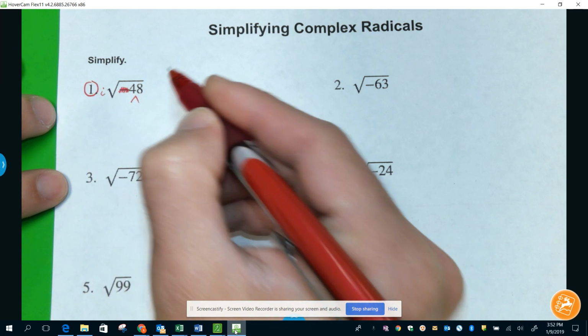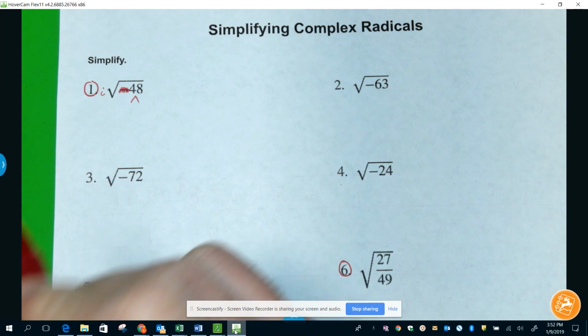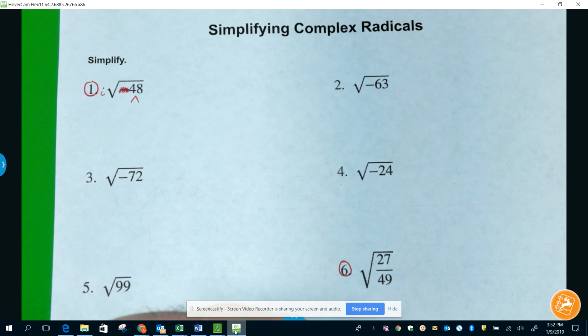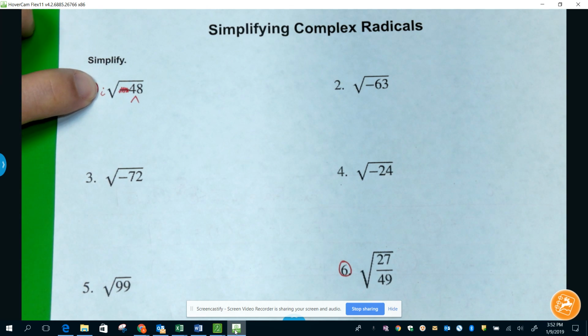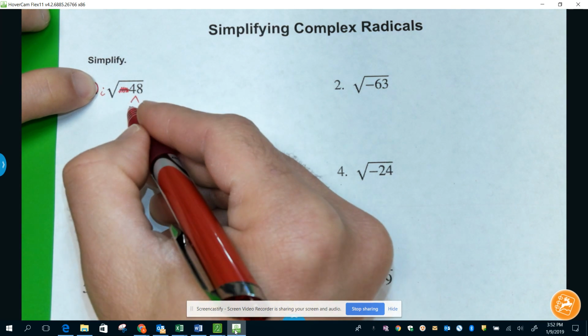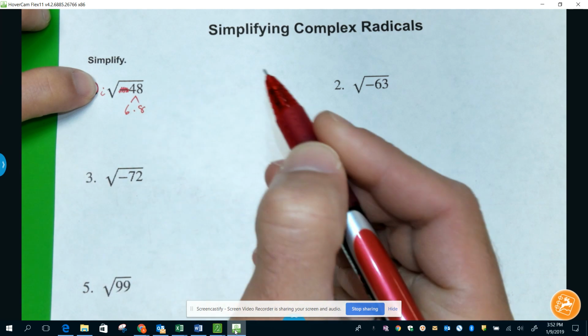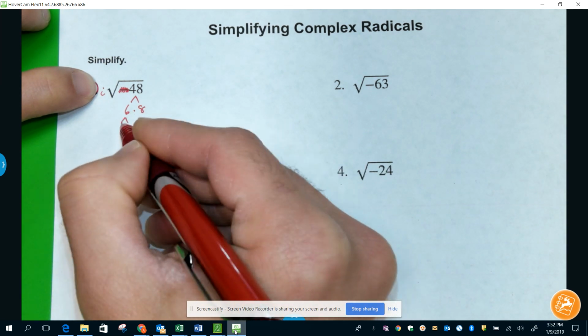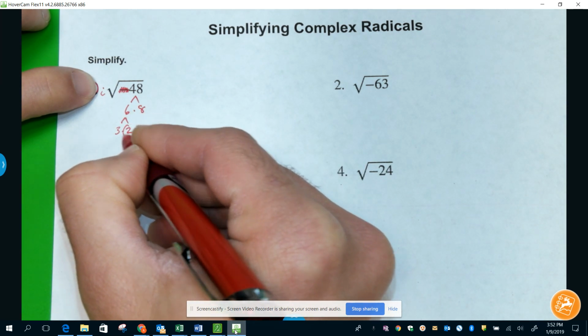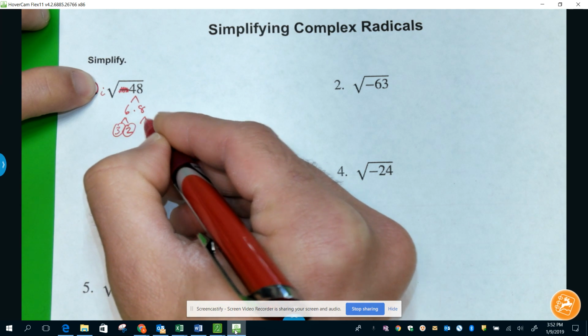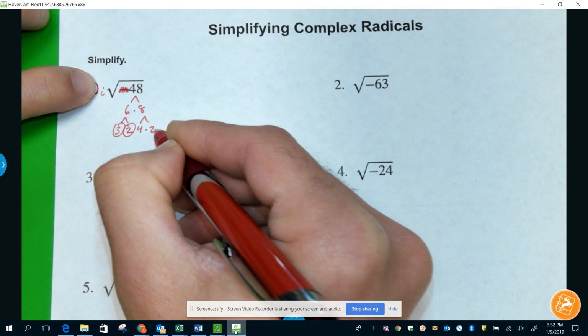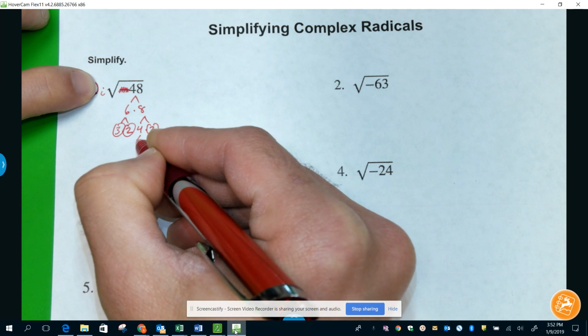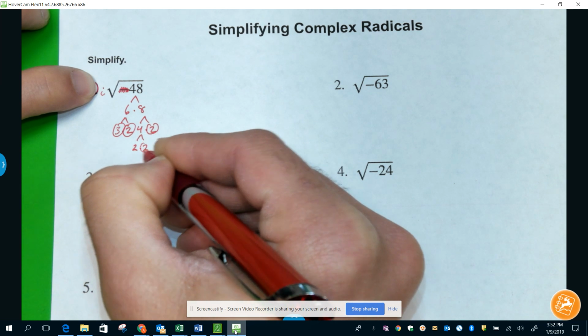So we're going to break down our square root of 48 just like we normally would. But now we need to represent that negative underneath with an i. So we've got 6 times 8 is 48. 6 breaks down to 3 times 2. 8 breaks down to 4 times 2. And again, we're circling all of our prime numbers. And 4 breaks down to 2 times 2.